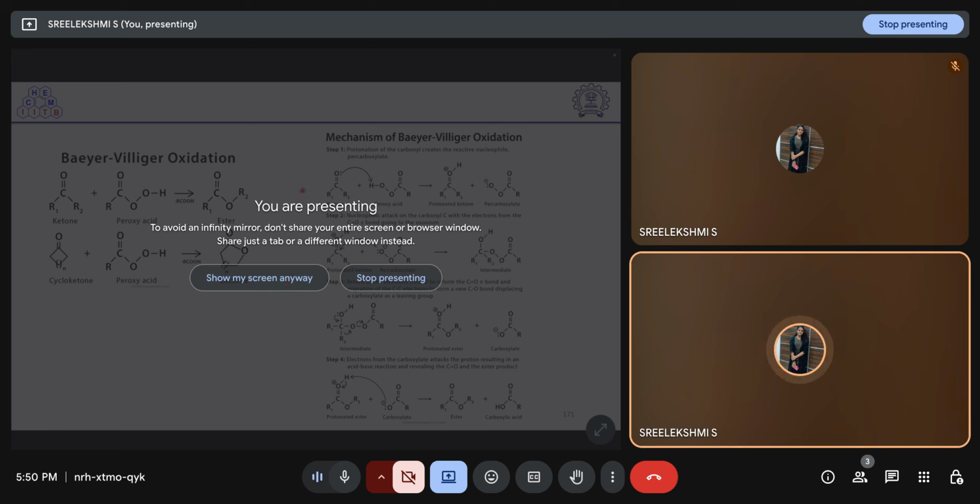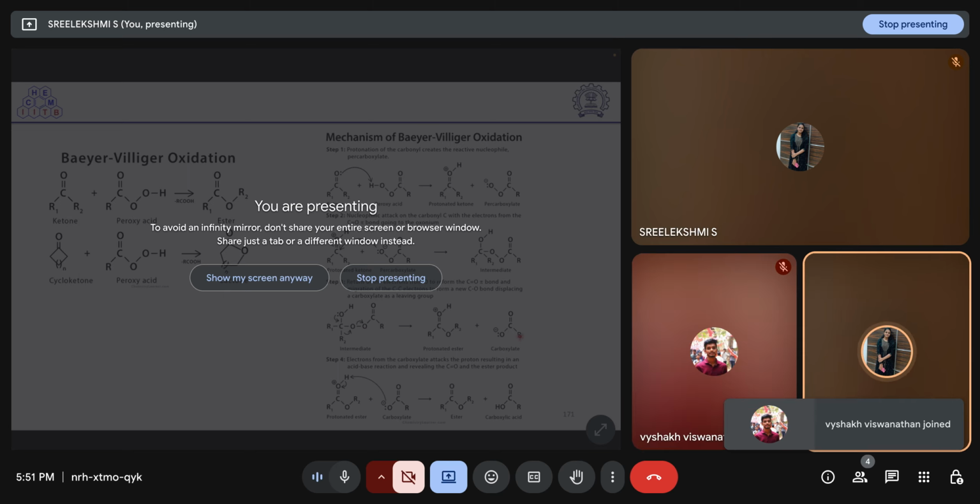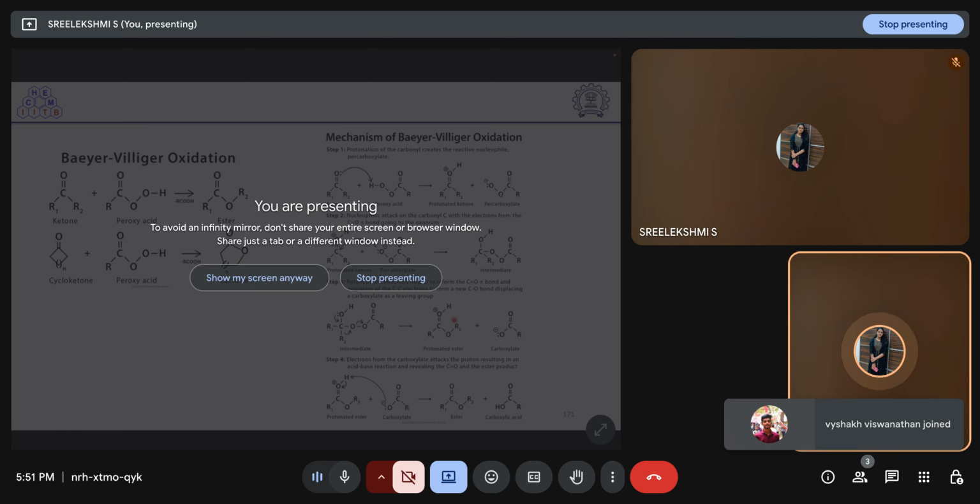Here, this ketone will get protonated by this peroxy acid to form this protonated ketone and this percarboxylate. Then, this oxygen lone pair will attack this carbon, and this group will shift over here to stabilize the positive charge on oxygen to form this intermediate. Then, this oxygen lone pair will come here and this will come over here, and this will leave as this carboxylate and this protonated ester.